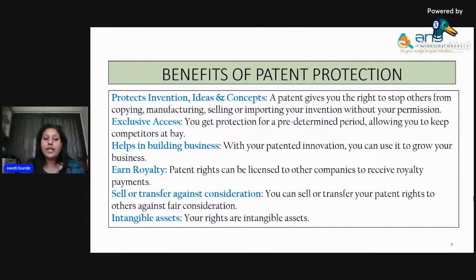Then it helps in building business. You can use it to grow your business. You can earn royalties. Patent rights can be licensed to other companies to receive royalty payments. You can sell and transfer your patent rights, and like your rights are intangible, these are your assets.